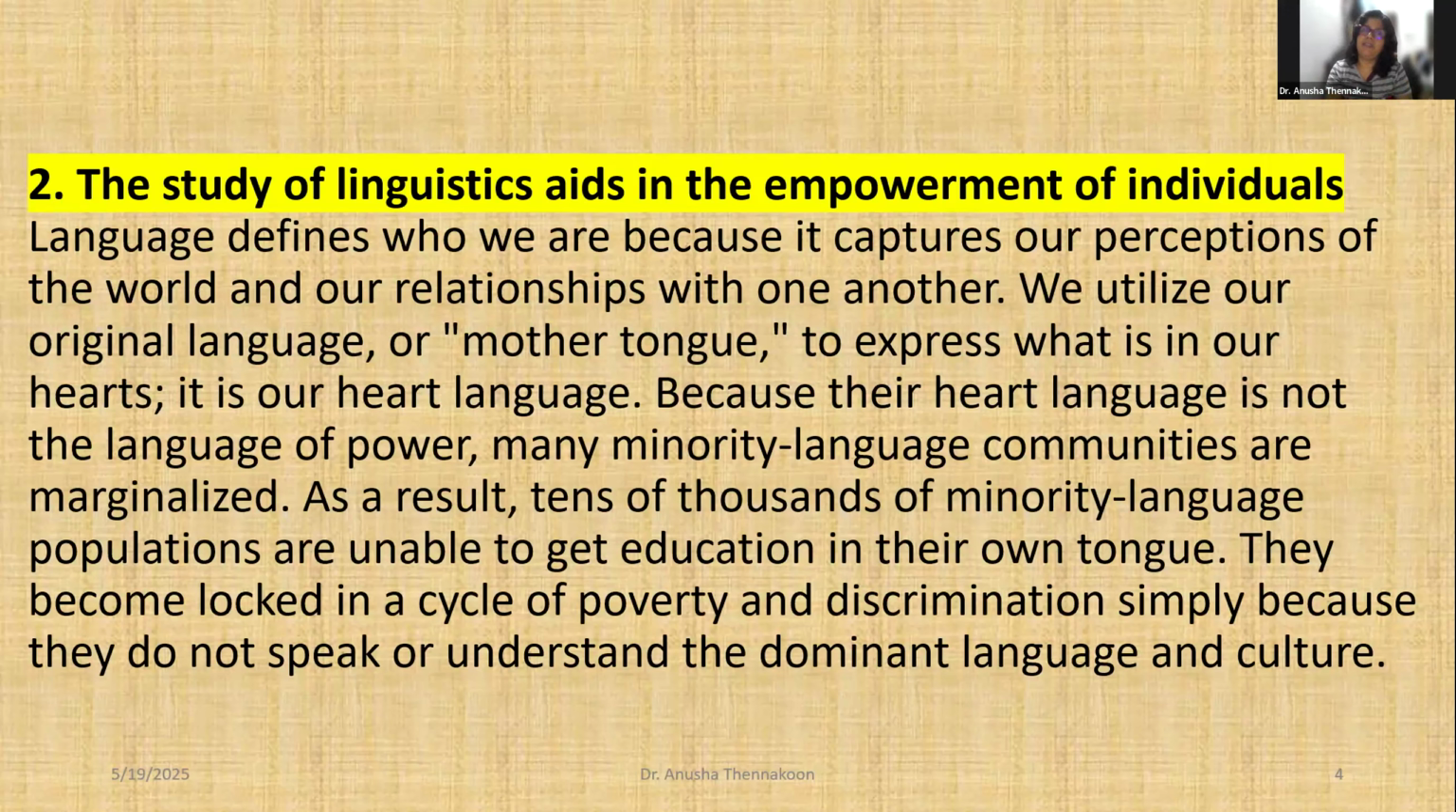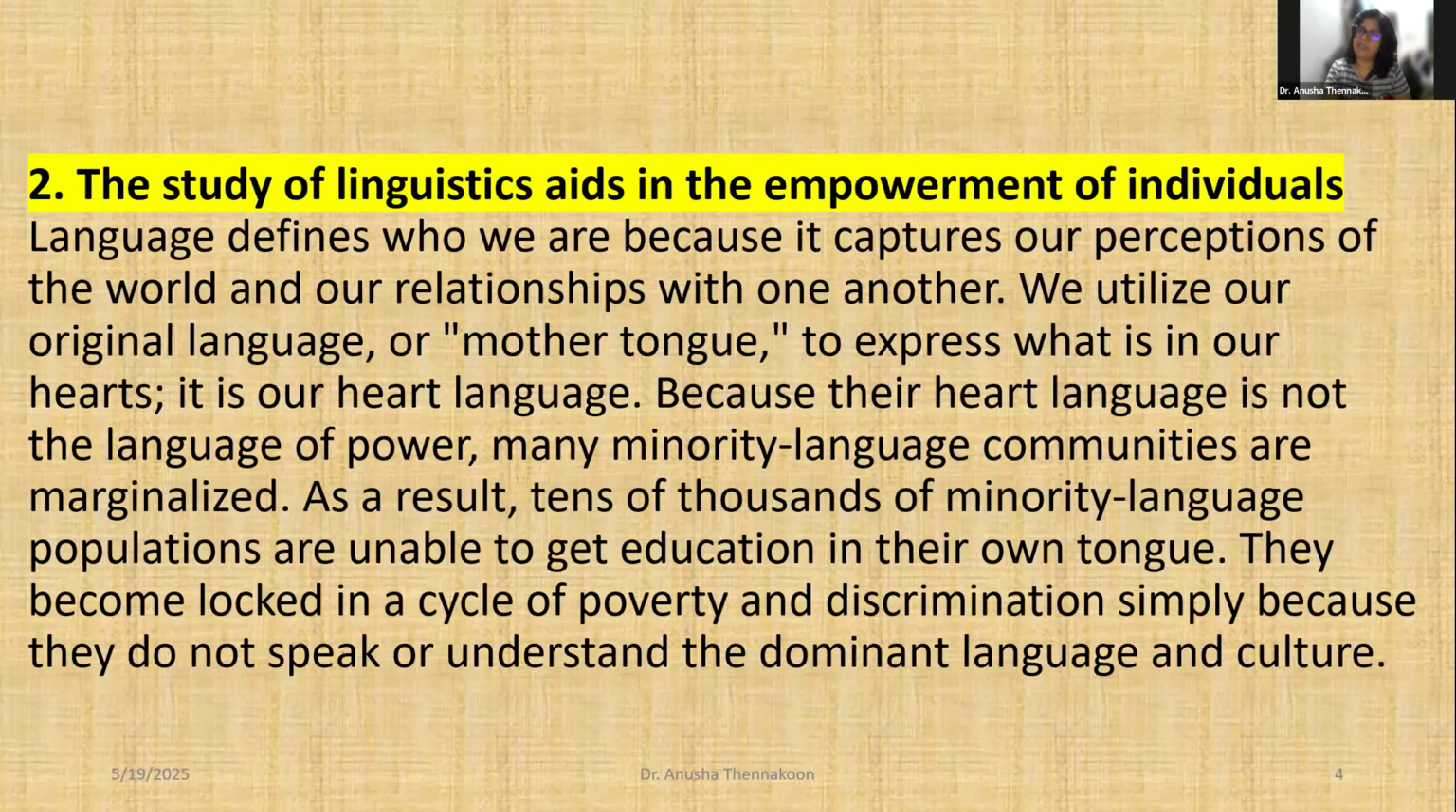Language defines who we are because it captures our perception of the world and our relationship with one another. So from language only we can get to know this. Our perception of the world, how we look at the world, our understanding of the world and our relationships with each other, it depends on language.